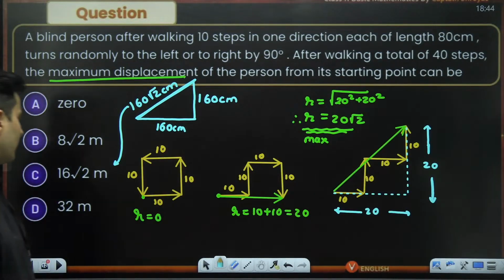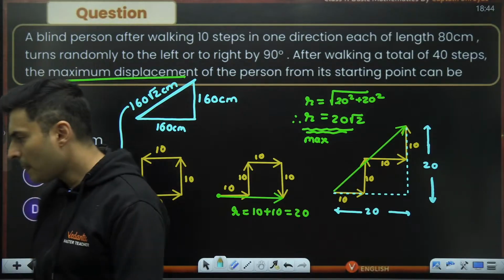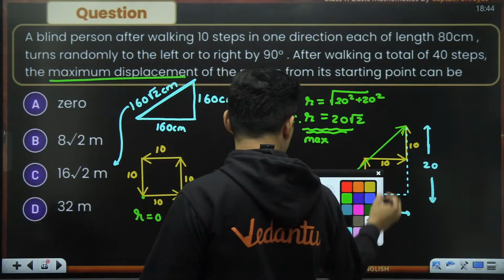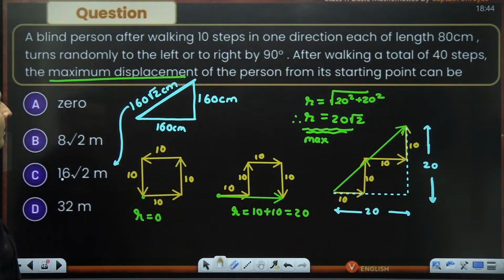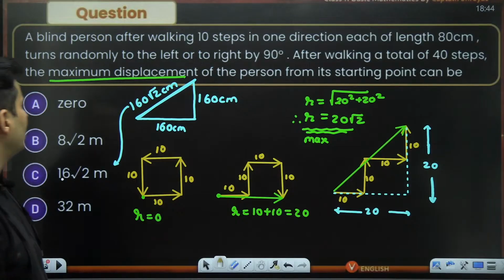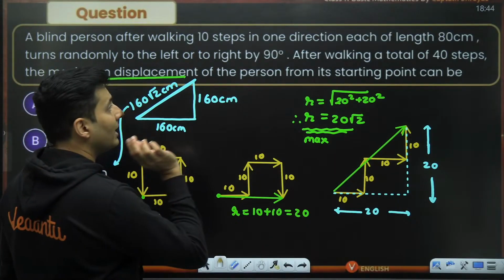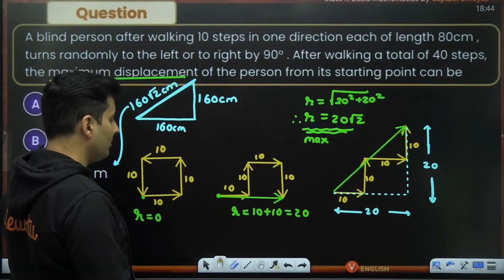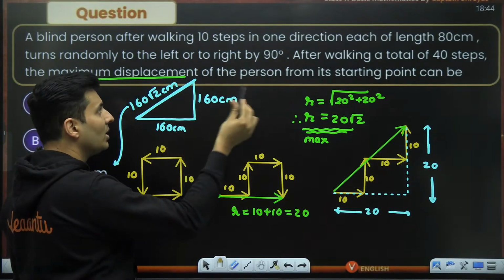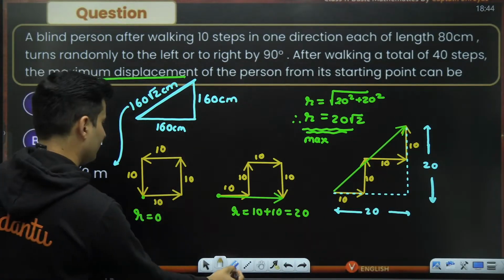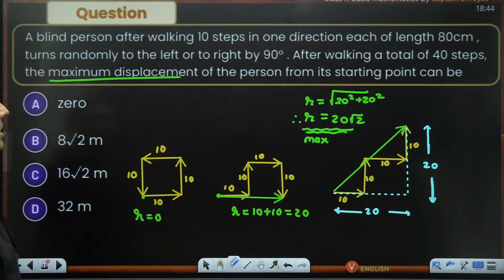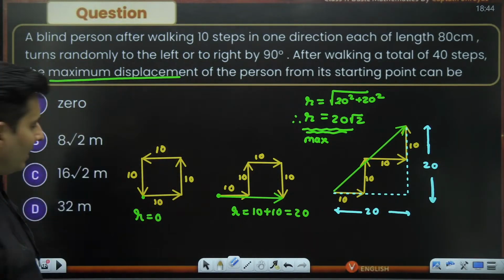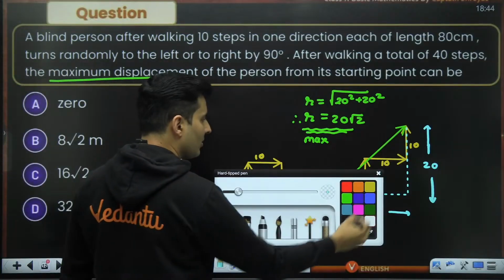Is that absolutely clear, guys? Everyone? Yeah, it should be with a decimal place, 1 point something. Each step is of 80 centimeters. Oh, sorry guys. I thought total 10 steps in one direction. Each step is of 80 centimeters. My bad.